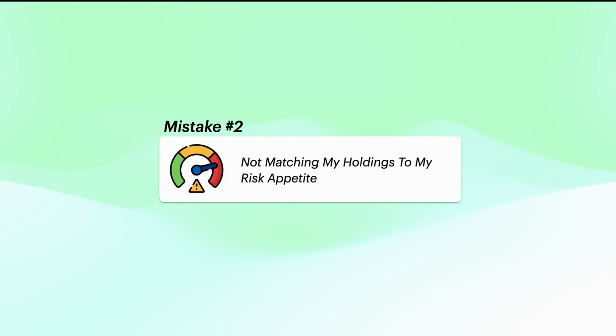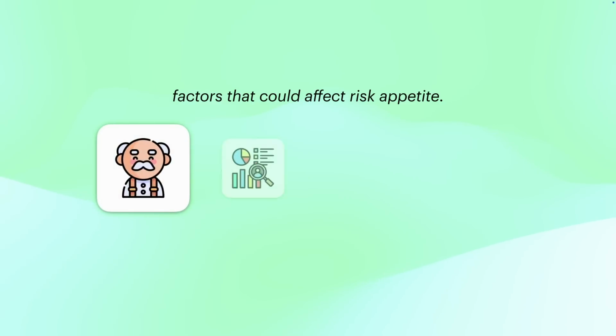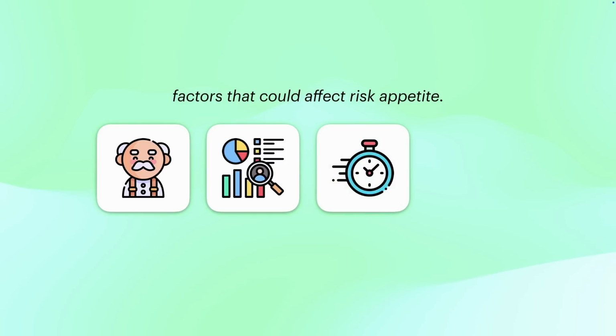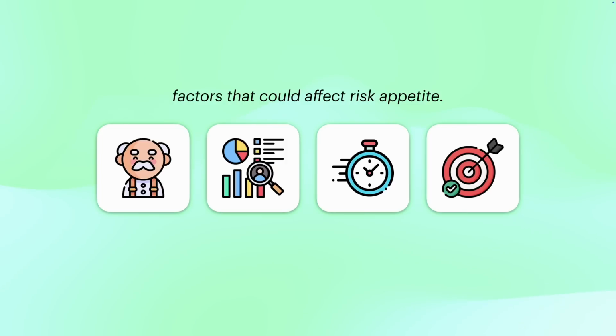But be sure to stay tuned because the second investing mistake that I made was not matching my holdings to my risk appetite. Everybody has their own unique relationship with their risk appetite, and there are many different factors at play that determine what that risk appetite is. Things like your age, your financial position, your investment time horizon, and your investment objectives.